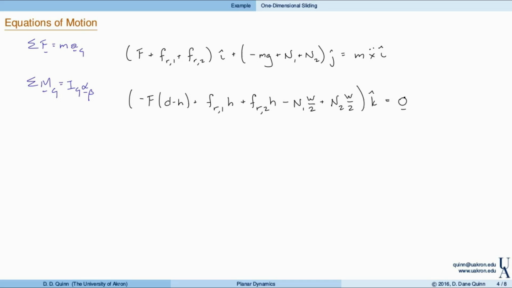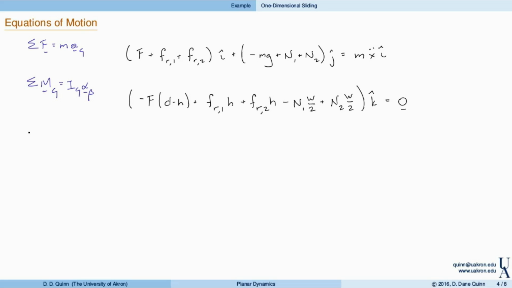Now, I just wrote this down, but you might want to go back, look at the original problem statement, look at the free body diagram that we developed, and come up with this expression for the net moment acting on the block on your own. But again, these are the equations of motion, and we have three scalar equations. Here we have components in the i and the j direction. Here we just have components in the k direction.